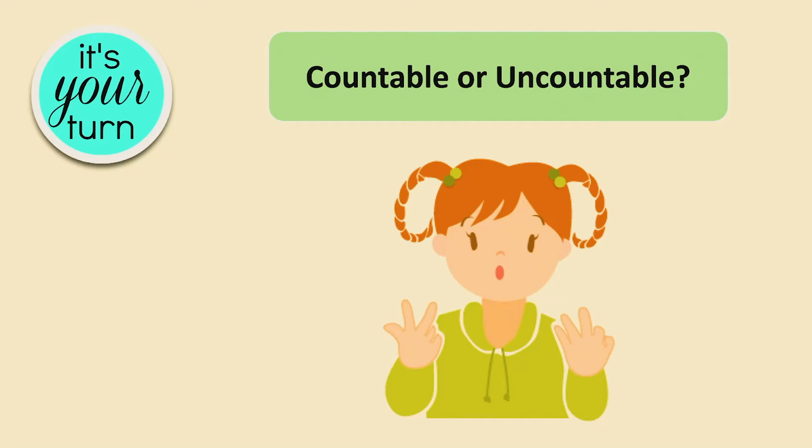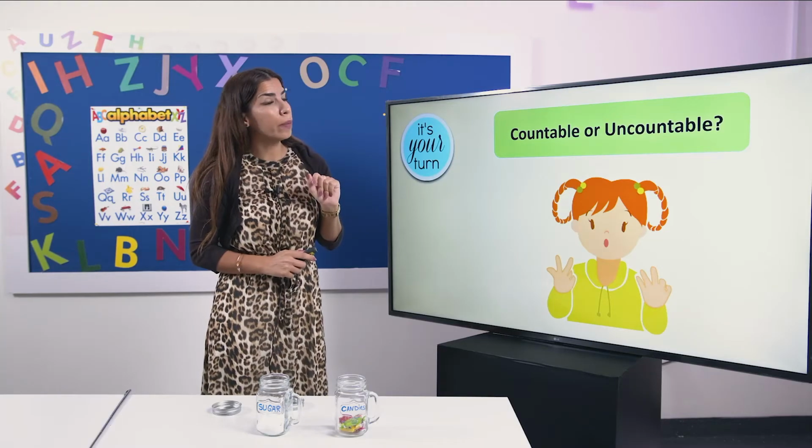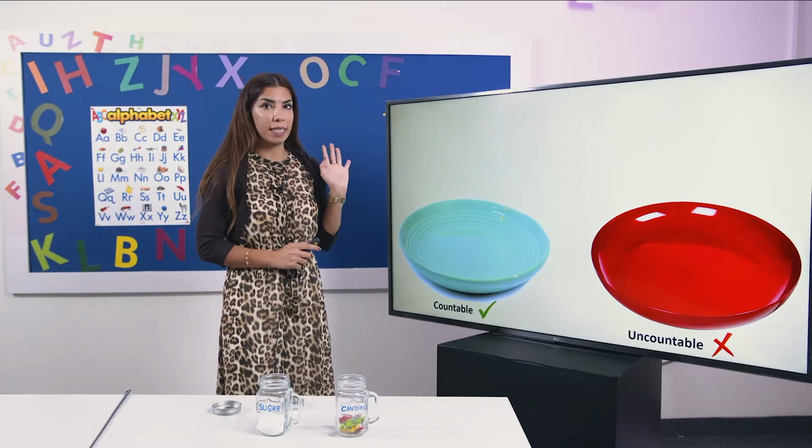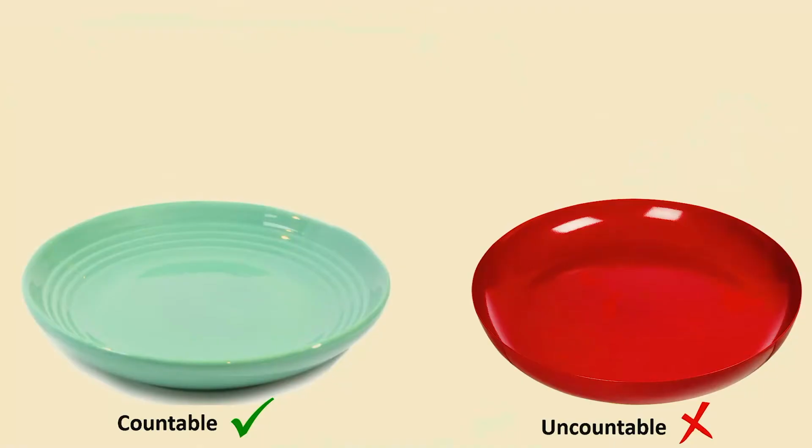Now, it's your turn. Countable or uncountable? Look at this. We have 2 plates. The green plate is for the countable nouns, and the red plate is for the uncountable nouns. Okay?